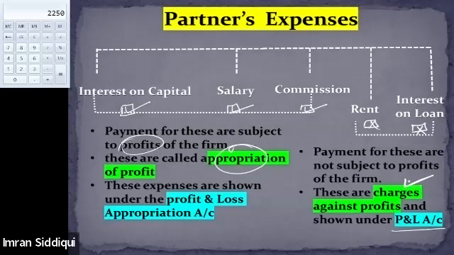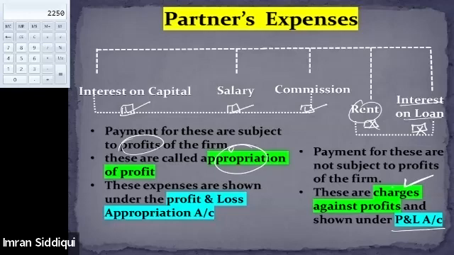Got it? If the firm has a sufficient amount of profit available, then the firm will make the payment out of profit. And if the firm does not have a sufficient amount of profit available, then partners will have to contribute from their personal account. They will have to bring in necessary cash to pay off the rent and interest on loan to the partner.